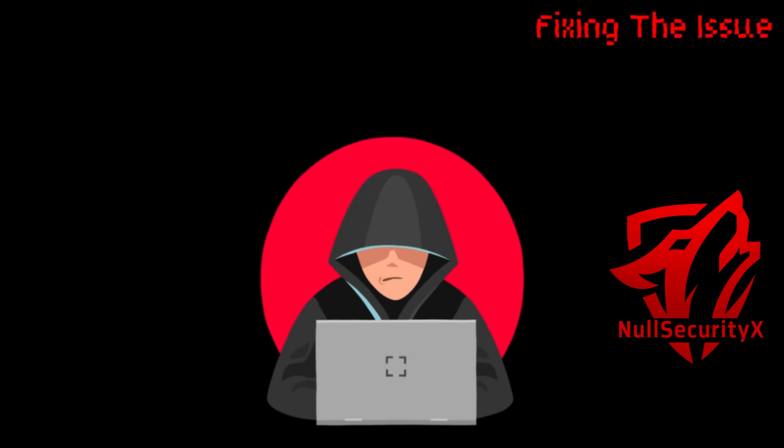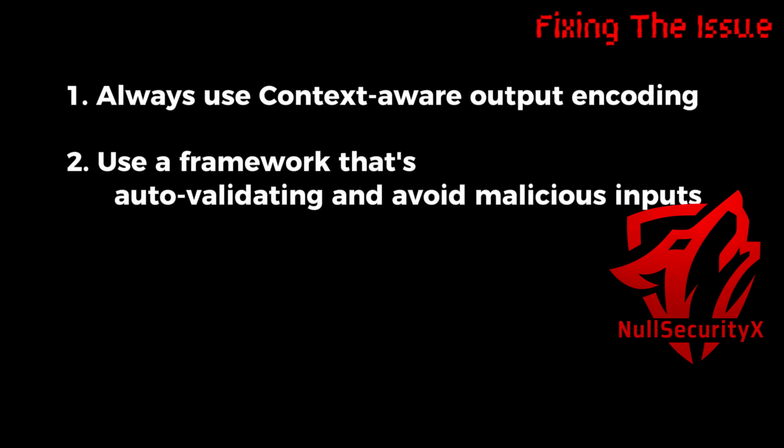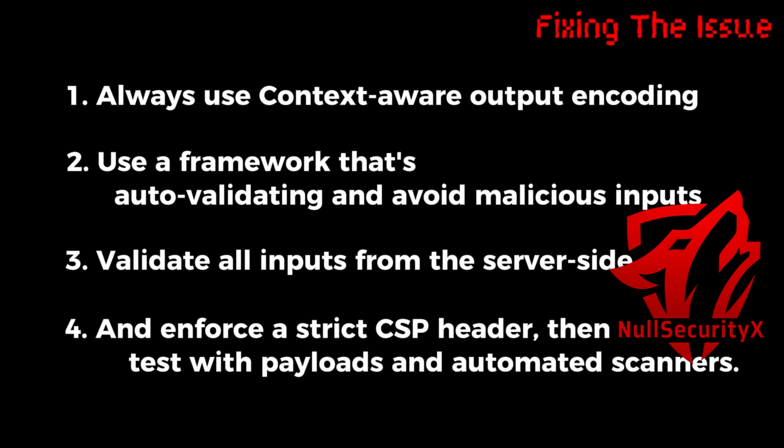Now let's talk about how we can fix this issue on our website. Here are 4 bullet points explaining how you can fix this. Number 1. Always use context-aware output encoding. Number 2. Use a framework or a template engine that automatically escapes and avoids malicious inputs. Number 3. Validate all inputs on the server side. And number 4. Enforce a strict CSP header, then test with payloads and automated scanners.